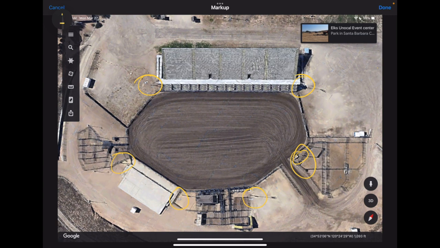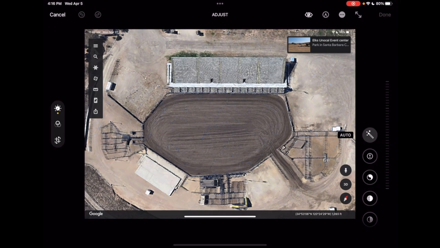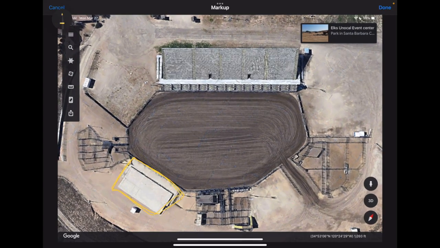The problem with this arena a little bit is that to get to shoot the bulls, it's tough. There's a tent on top of this right here, and the other one is here.